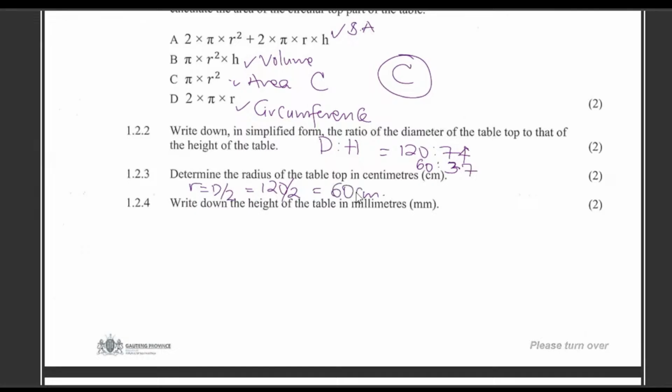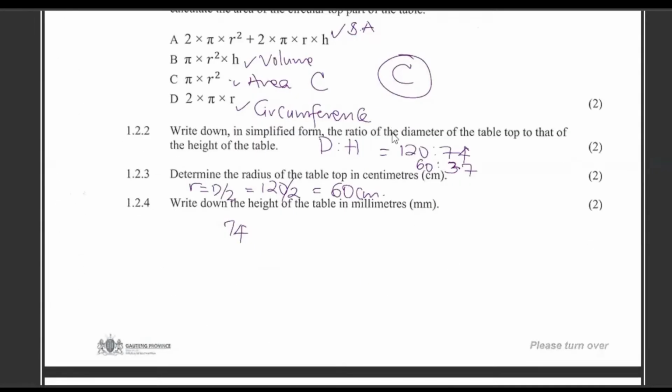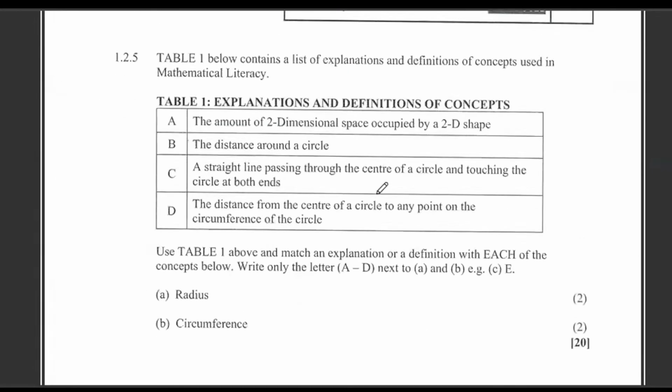Write down the height of the table in millimeters. In millimeters. Now, if it's 74 centimeters, what do we do to change it into millimeters? Multiply by 10. The answer became 740. Don't forget the units. 740 millimeters. That was 1.2.4.